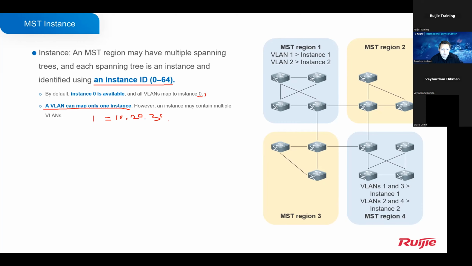So you can have multiple VLANs linked to one instance. But what you cannot do is have instance 2 and connect VLAN 10 to it as well. If you connect VLAN 10 to it, that will not work. So you can only link one instance to one VLAN, but you can link multiple VLANs to an instance.